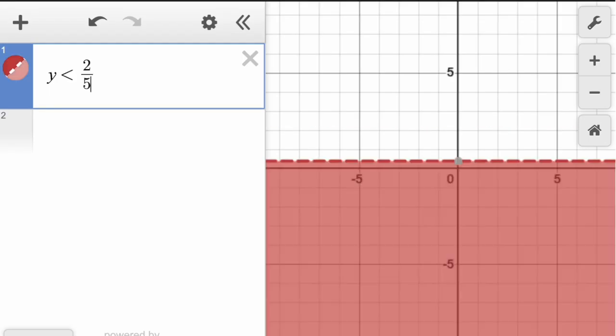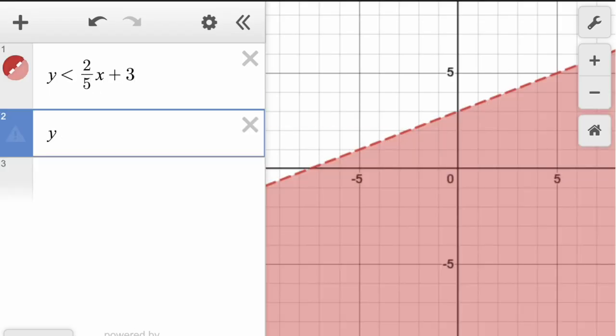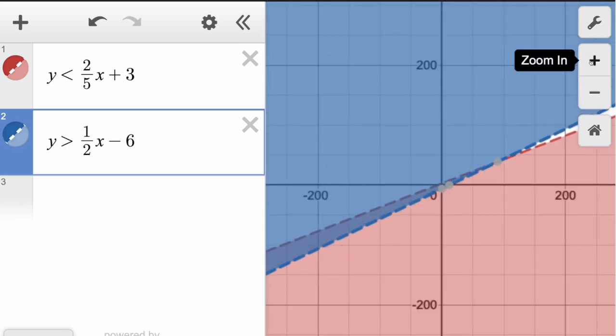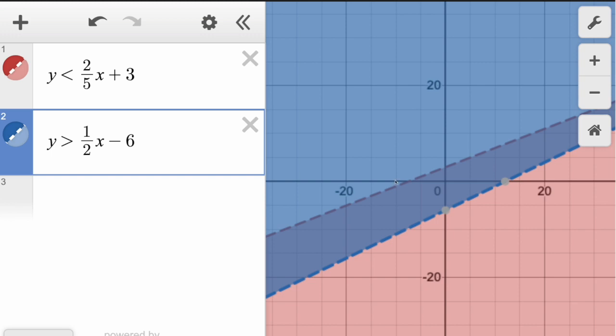But what's really neat is once you graph these in your graphing calculator, you can see where they crosshatch and where the solution set is. And then you can quickly run through the answers and see which ones don't apply.